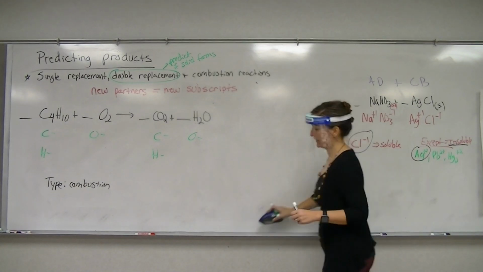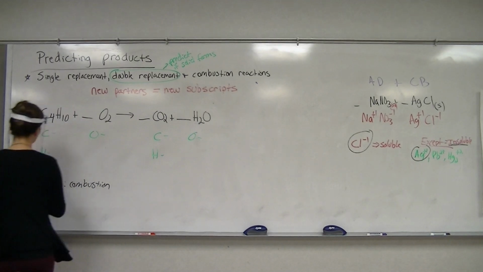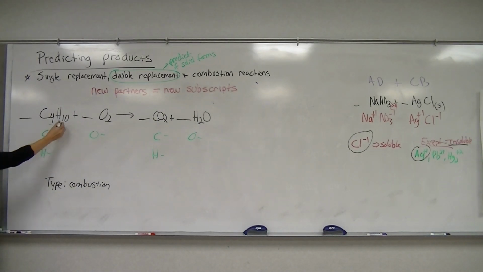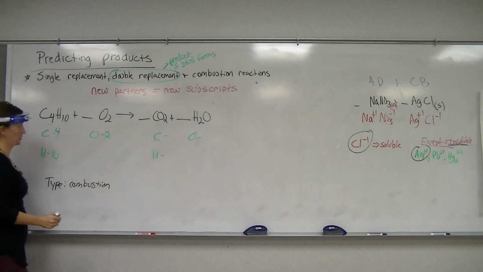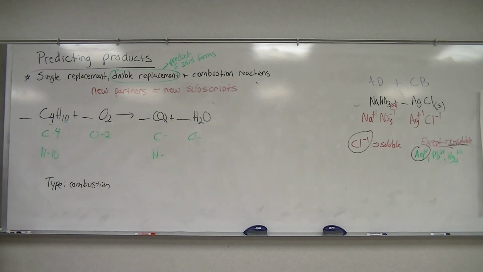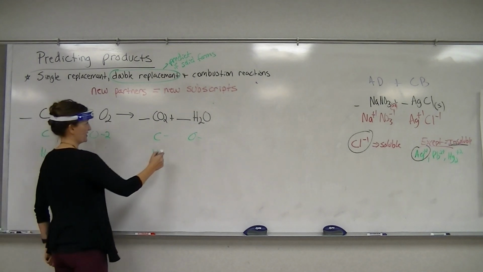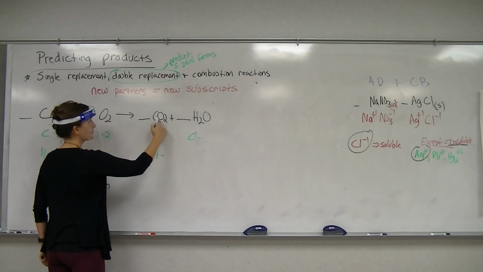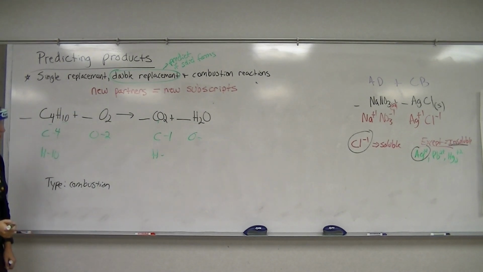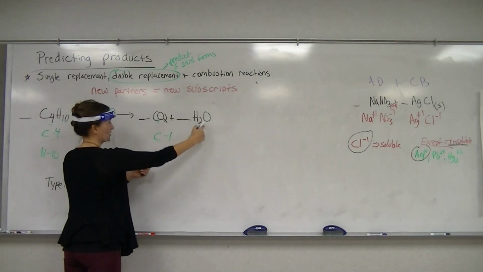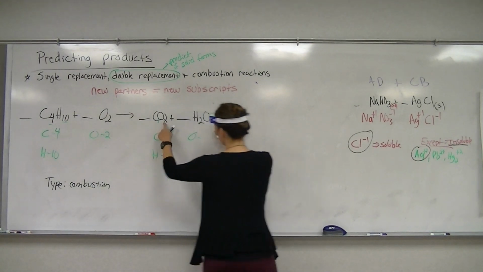writing how many you have currently. To figure out how many you have, remember you're looking at the subscripts. So how many carbons on the reactant side? 4. How about hydrogens? 10. Oxygens? 2. Product side, how many carbons? Oh, there's just one. Yep, so you're looking at the subscript after. If there's no subscript, it's just one. Hydrogens, 2. And then the oxygens are in 2 places.